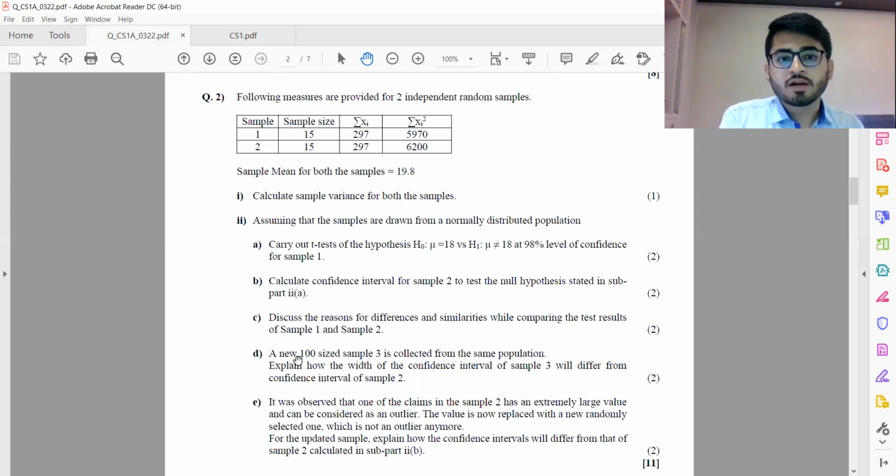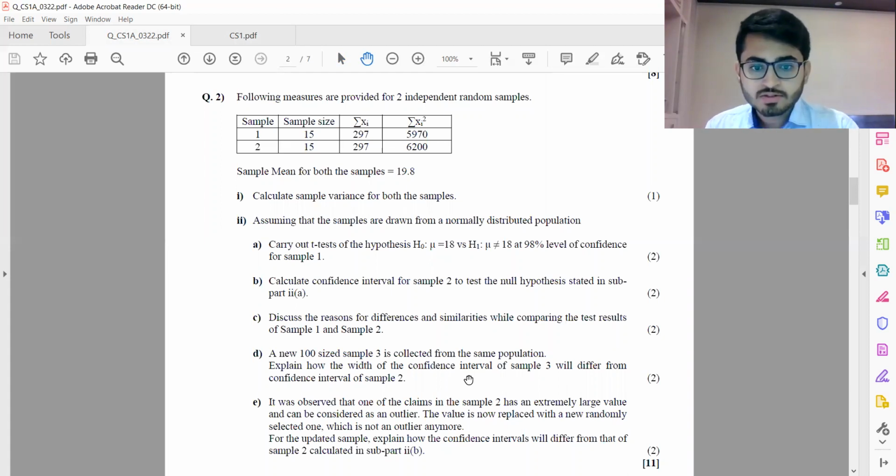Part D: a new size 100 sample 3 is collected from the same population. Explain how the width of the confidence interval of sample 3 will differ from the confidence interval of sample 2. First of all, remember that the higher your sample size, the lower the width should be, keeping all other factors constant. But here that is not the case, because the new sample 3 which you would be drawing will have a different sample variance. Keeping all other factors constant, the higher the sample variance, the wider the confidence interval.